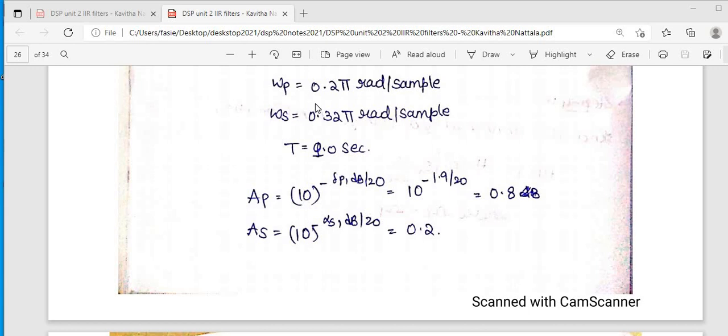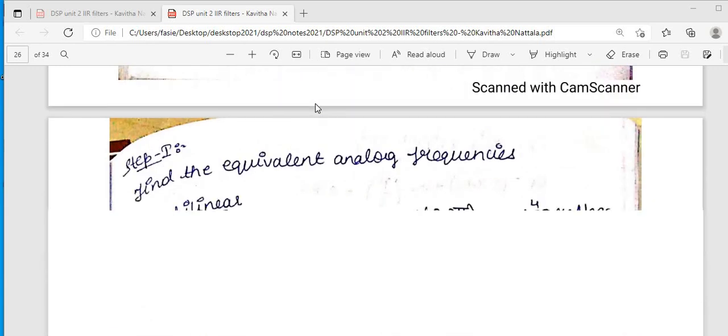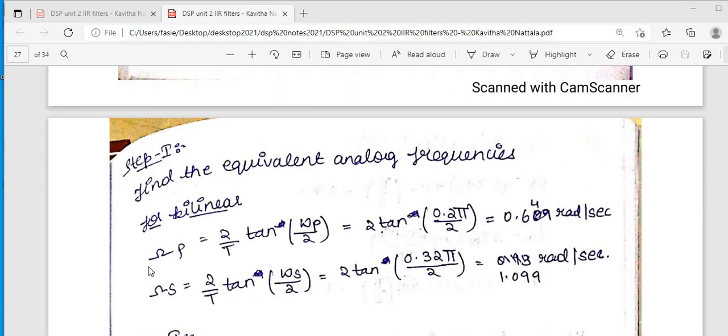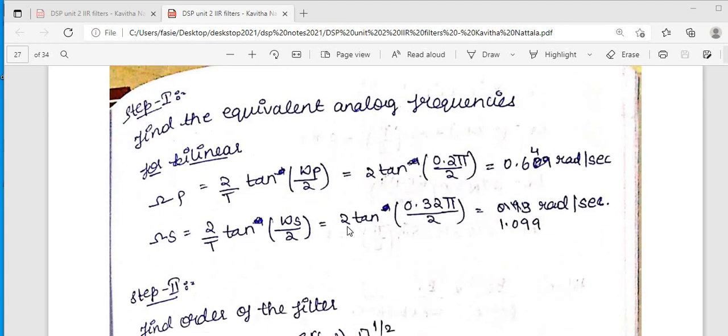Next thing we need to consider is omega p, right? It is in radians per sample. If you substitute that given value in 2 by T tan omega p by 2, and 2 by T tan omega s by 2, we can write the given specification in terms of our angular frequencies omega p and omega s. We substituted both the values, and next we can find the order of the filter.